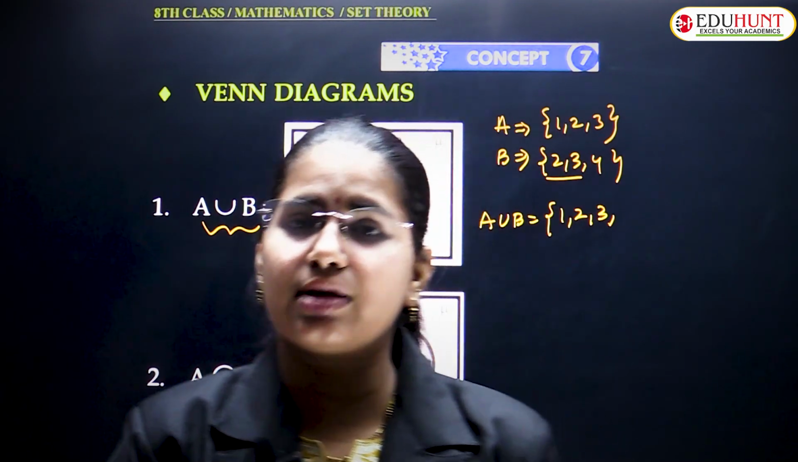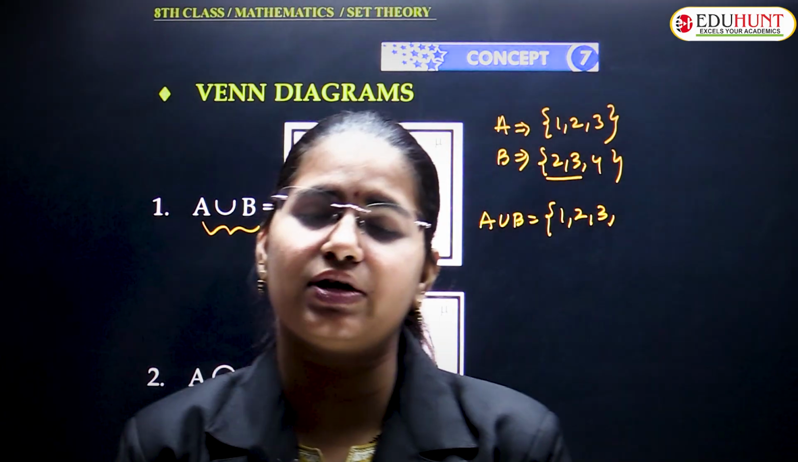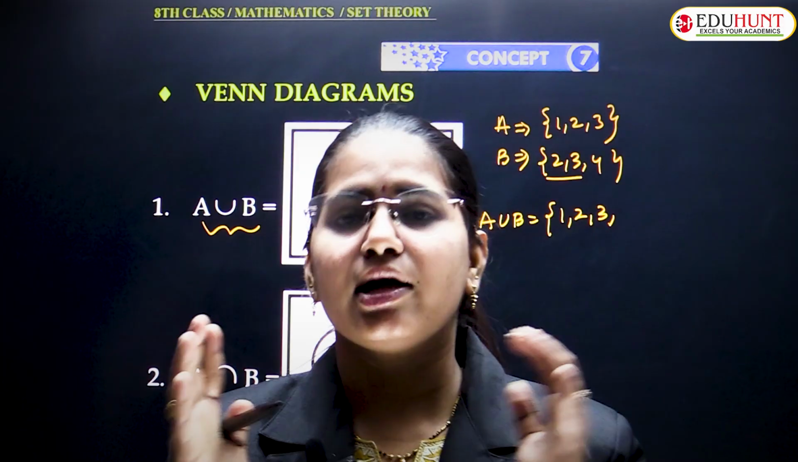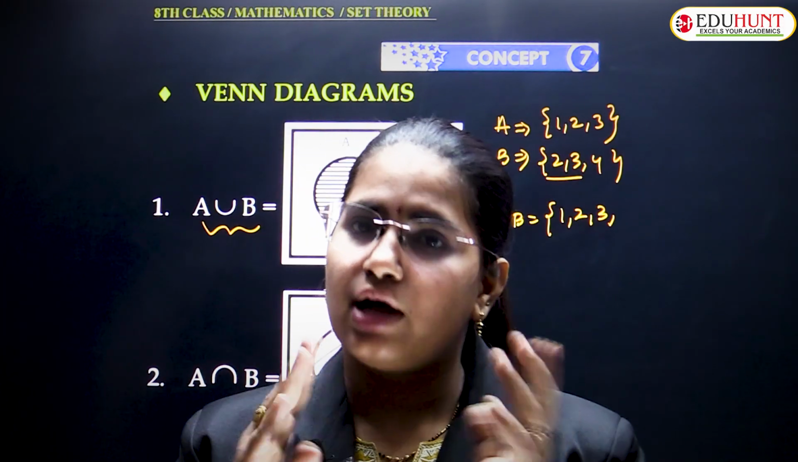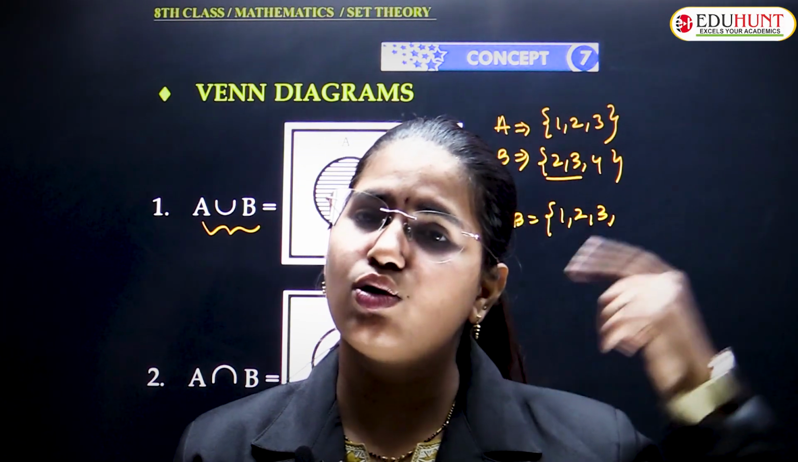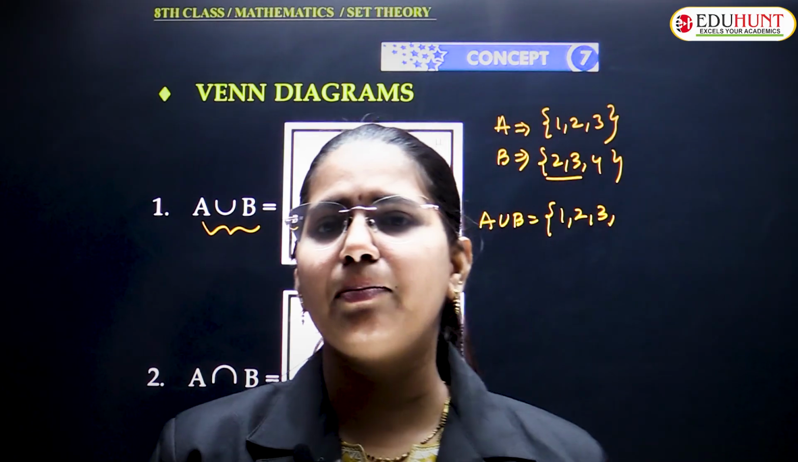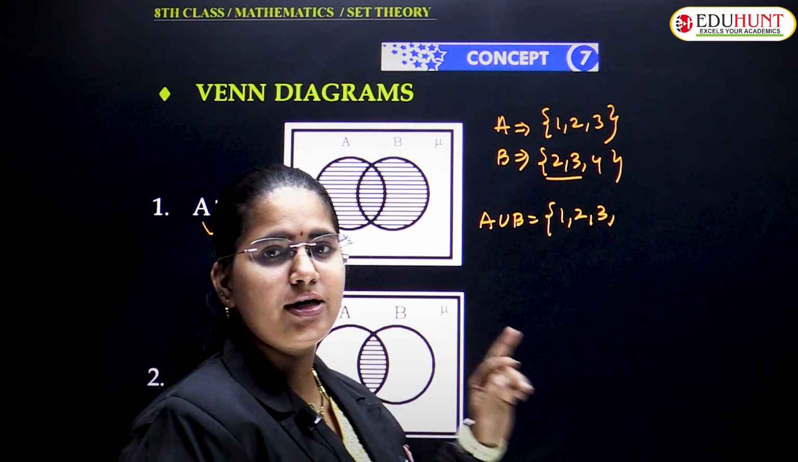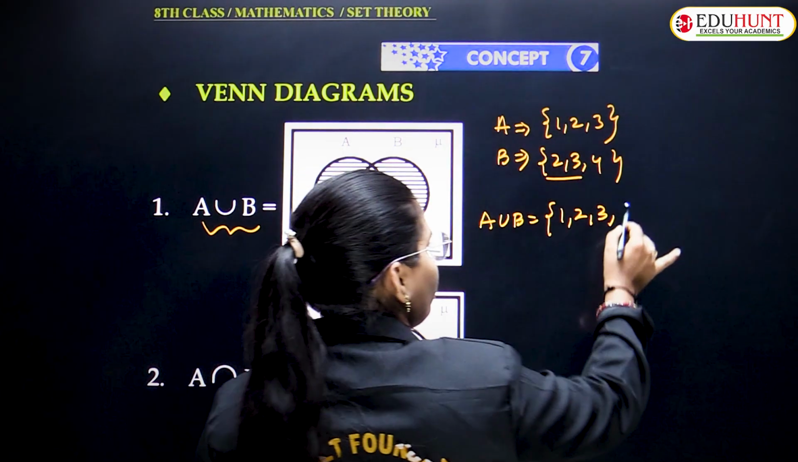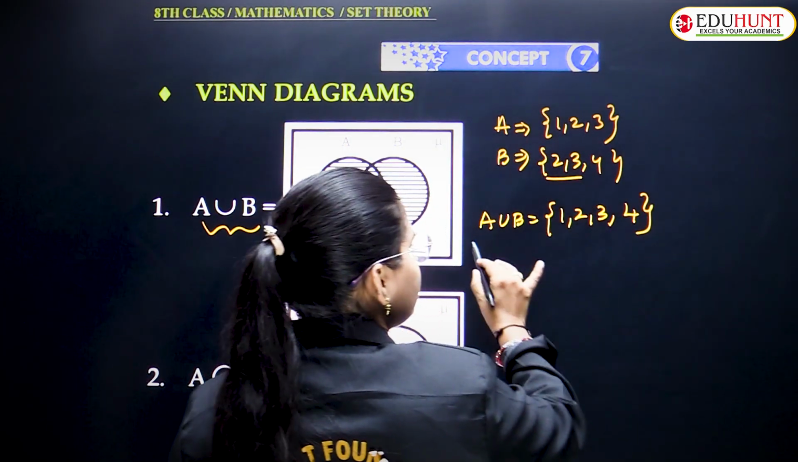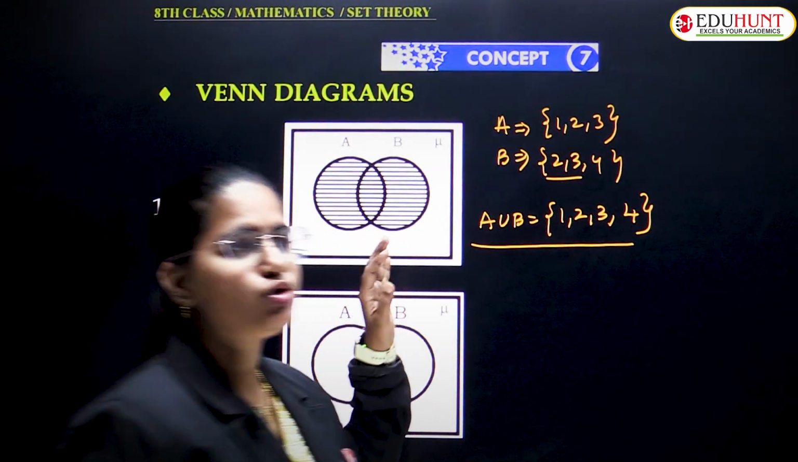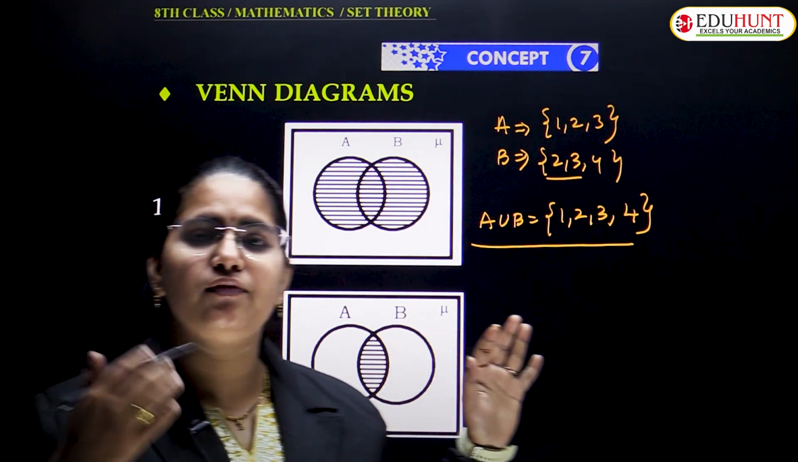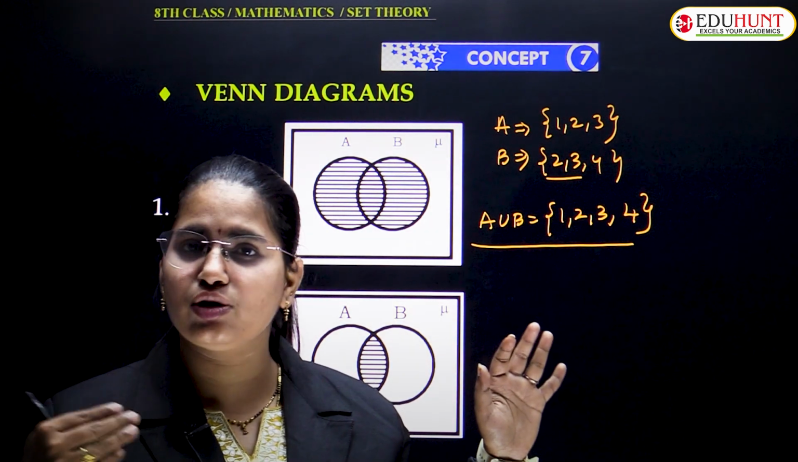We have already discussed the union and intersection of sets in the operations of sets. If anybody did not watch that, go through it once and then come back here. So 1, 2, 3, but the element 4 is also there. So 1, 2, 3 and 4 is A union B. This is the operation you have already learned.